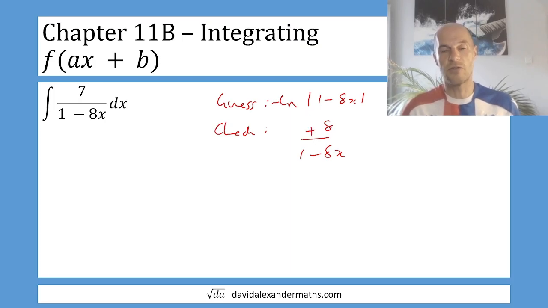We've got an 8, not a 7, but at least it's positive. So the minus ln of 1 minus 8x is a step in the right direction. We've ended up with 8 when we needed 7, so we need 7/8 of this amount. So that's going to be minus 7/8 times the ln of 1 take 8x plus the c.